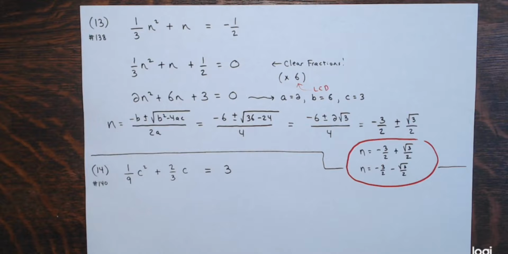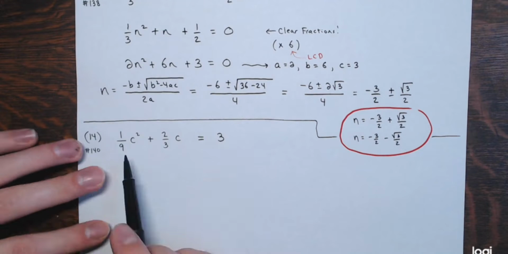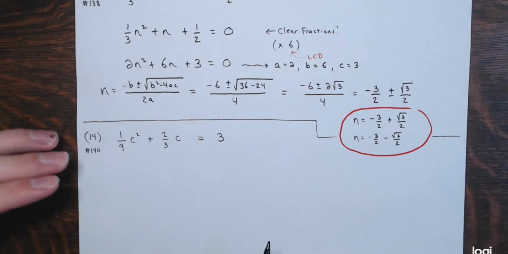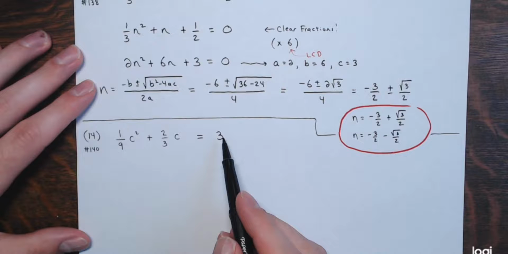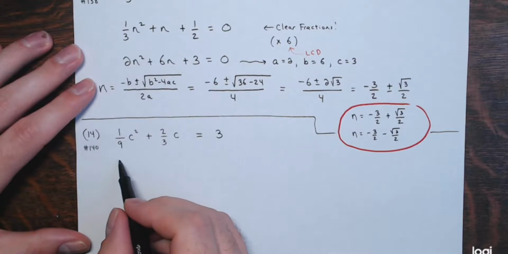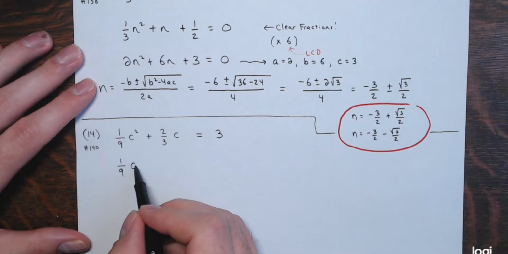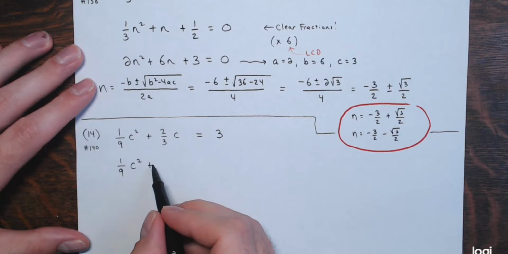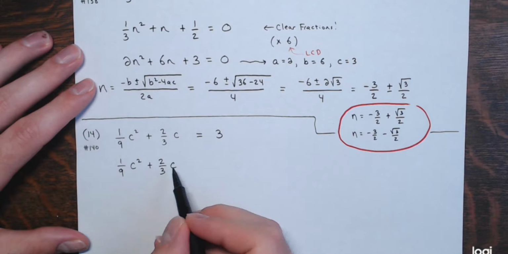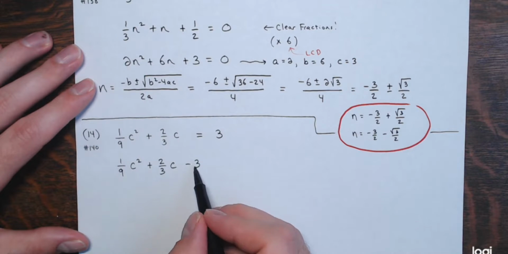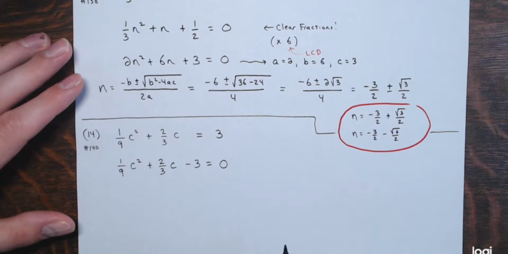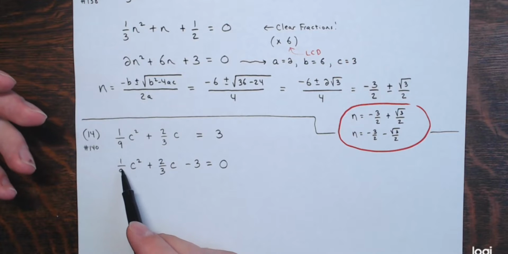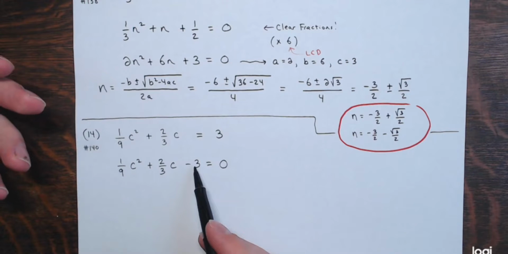Alright, next question. Same deal. Alright, got some fractions showing up here. Now you can get it in the form that we want, where everything's on one side, zeros on the other. So I can subtract 3 to start. Right, so we have 1/9 times c squared plus 2/3 times c, and then minus 3 equals 0. And this is in the form that I want. It's quadratic plus linear plus constant equals 0.